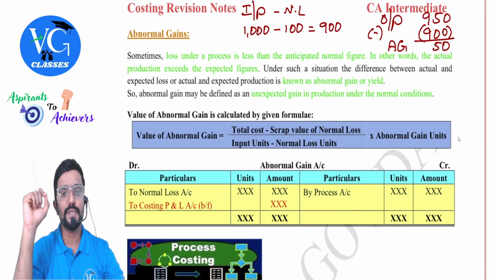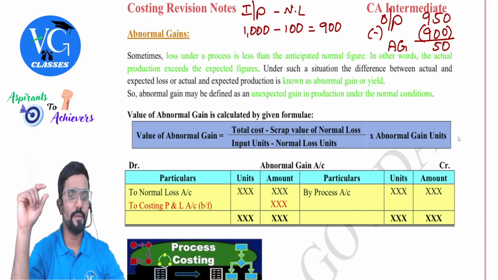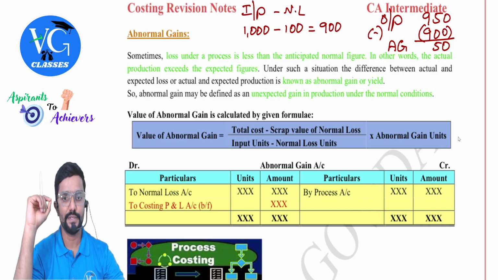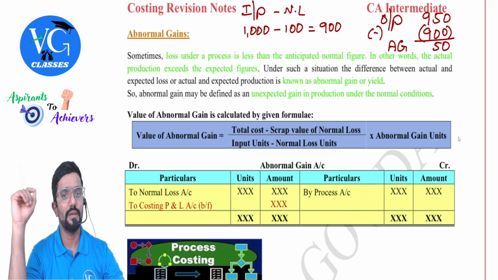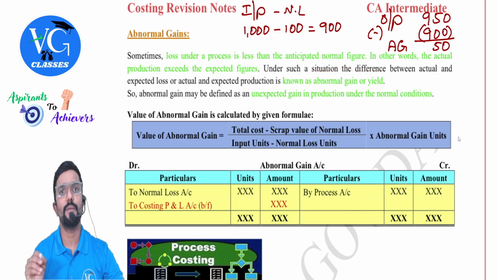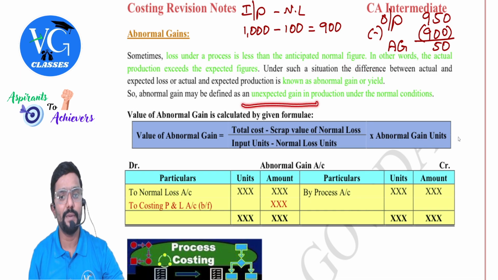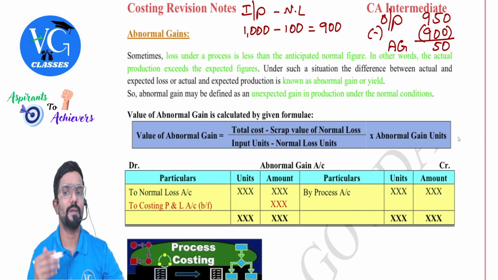Sometimes loss under a process is less than the anticipated normal figure. In other words, the actual production exceeds the expected figures. Under such a situation, the difference between actual and expected loss or actual and expected production is known as abnormal gain or abnormal yield. So abnormal gain may be defined as unexpected gain in production under normal conditions.